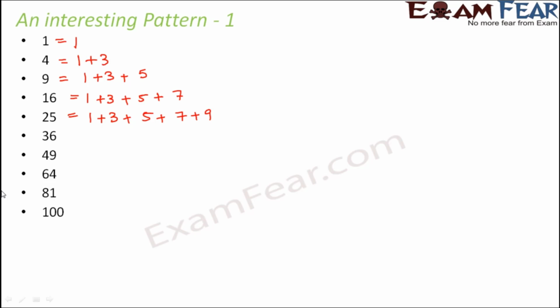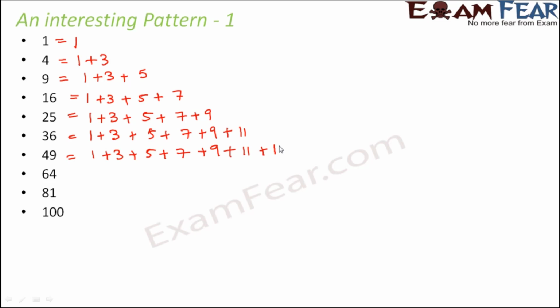Now, do you notice any pattern by now? Well, what we see is that as the value of the perfect square increases, it is the sum of odd numbers. 1 is the smallest odd number. After that you have 3, then 5, then 7, then 9. So can you guess how you can express 36? 36 can be written as 1 plus 3 plus 5 plus 7 plus 9 plus 11. 49 can be written as 1 plus 3 plus 5 plus 7 plus 9 plus 11 plus 13.